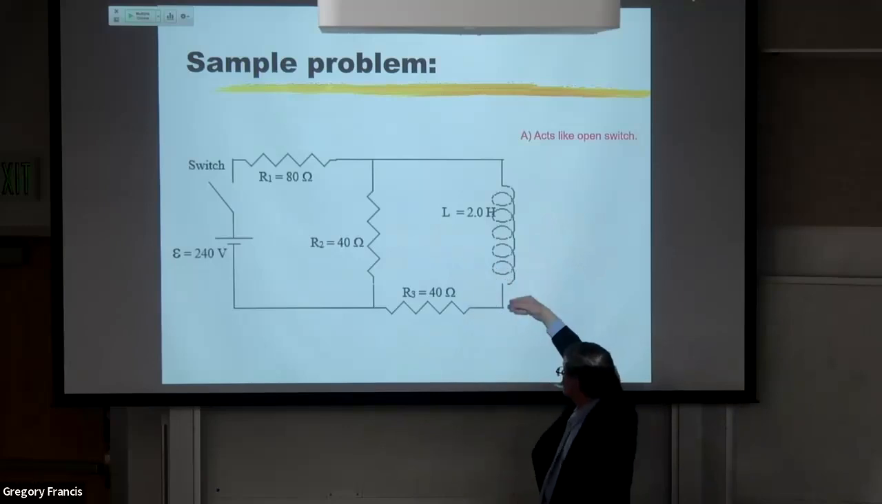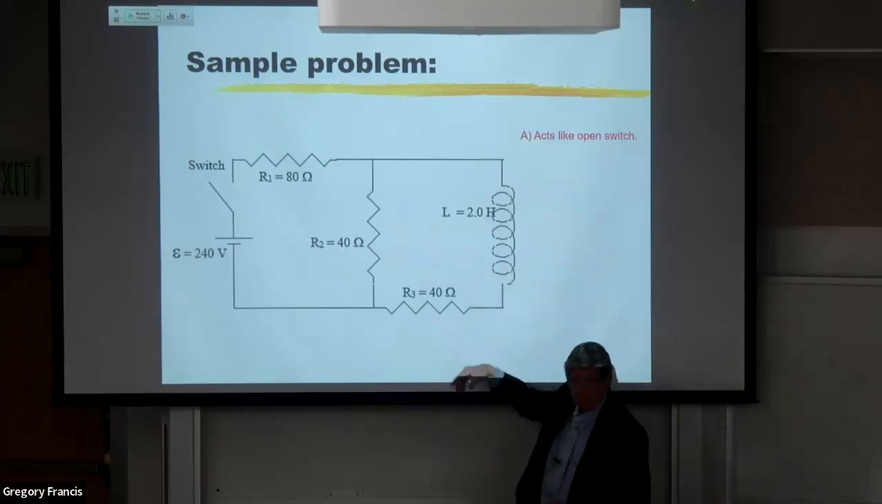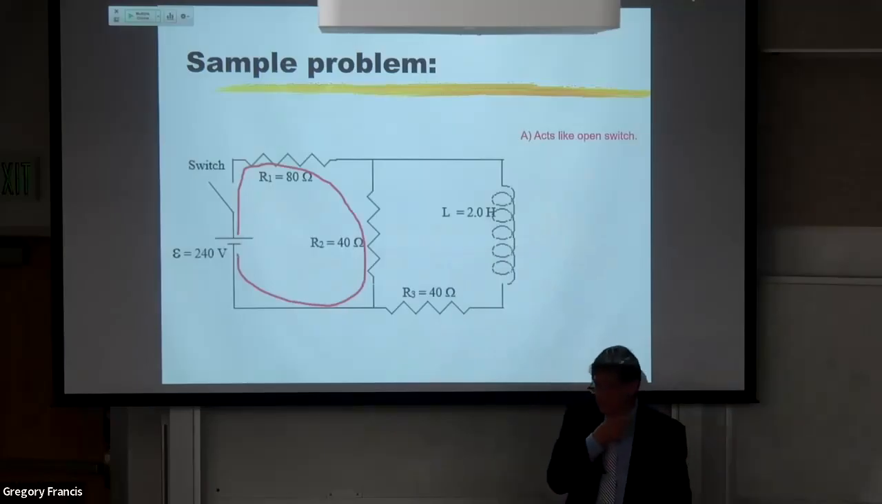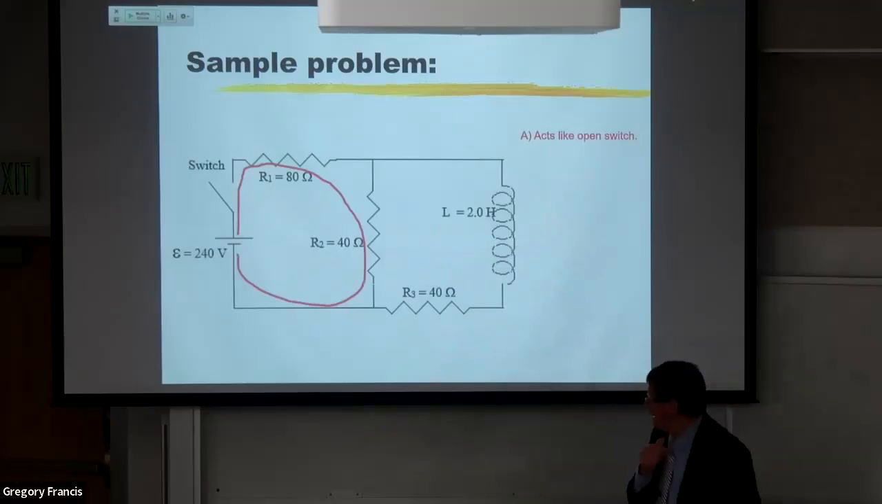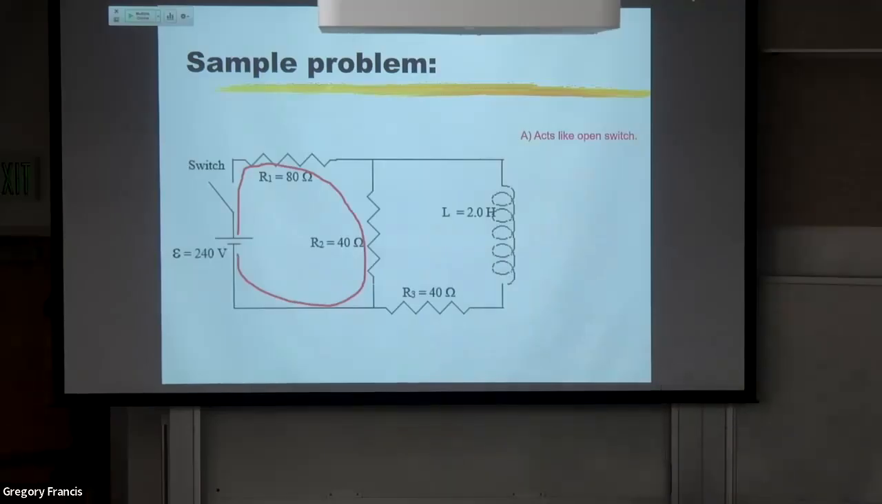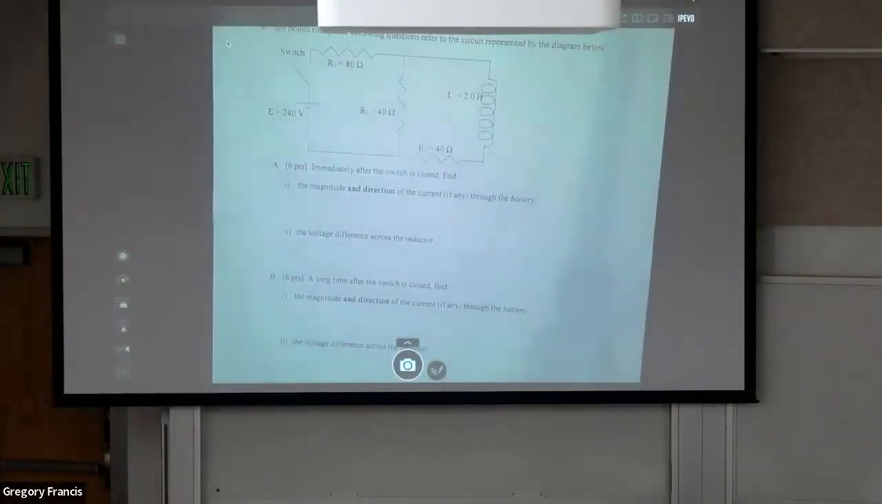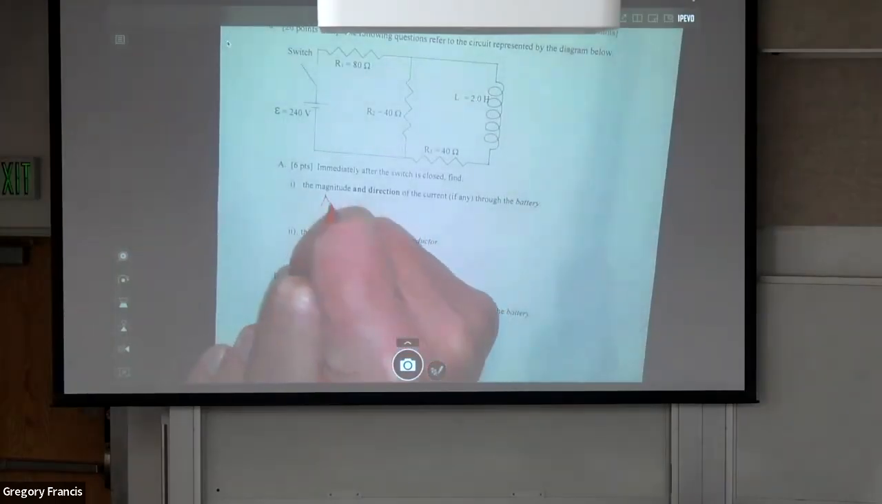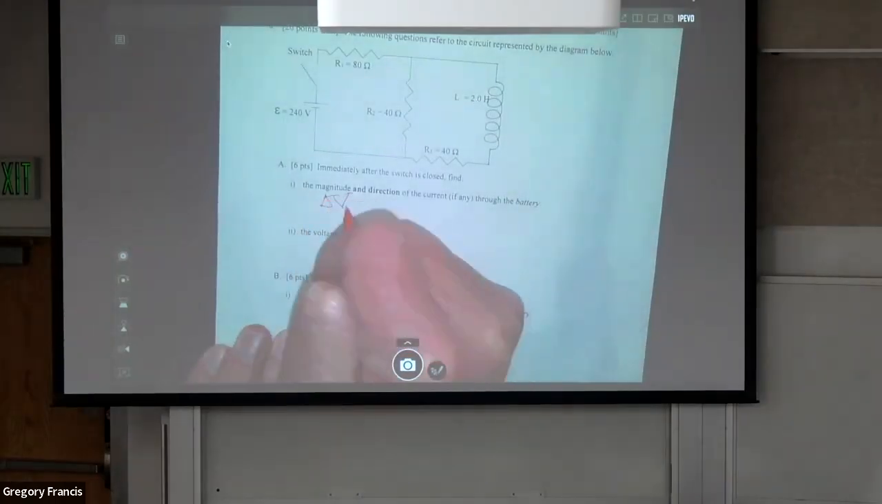You know that nothing's going to go down this path because it's not a complete path. And so that means all the current that leaves the battery has to go around this loop here. And so if I am looking for the current, the magnitude and direction of the current through the battery, I would use Ohm's law globally.